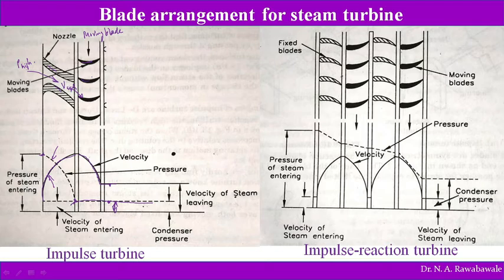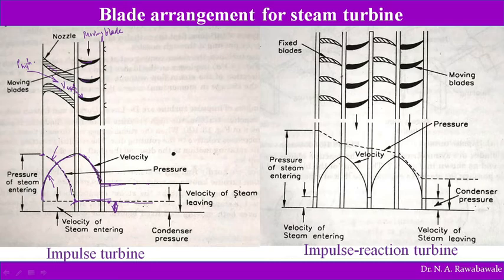This is how the pressure decreases and velocity increases, and afterwards pressure remains constant, whereas the velocity of steam, when it impinges on the blade, gradually decreases, and finally it comes out of this steam turbine and enters the condenser at condenser pressure. So this is how the pressure is converted into kinetic energy, and the kinetic energy of steam is converted into mechanical work.